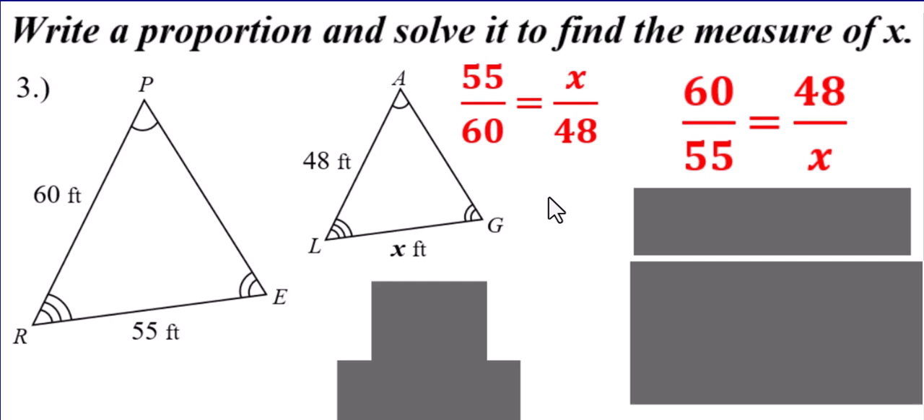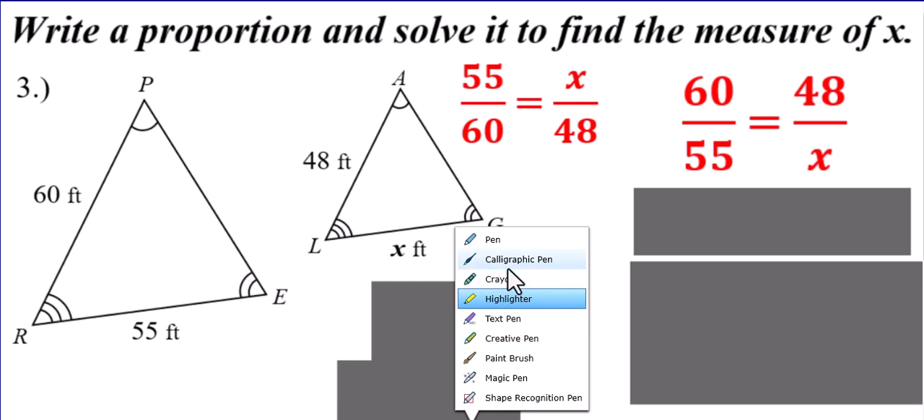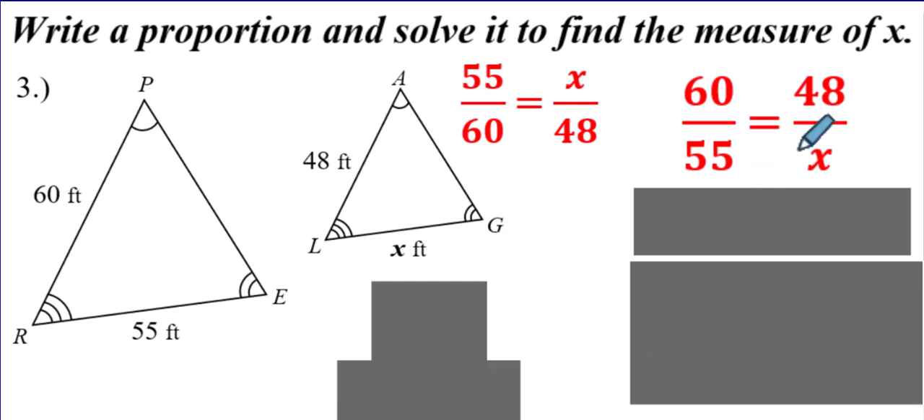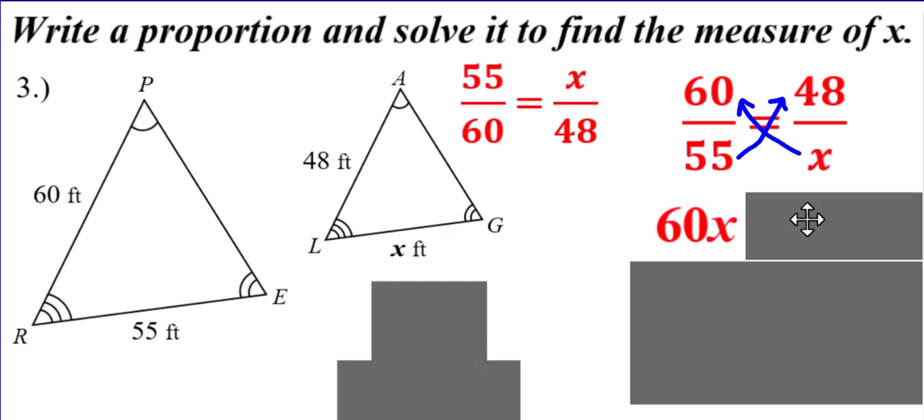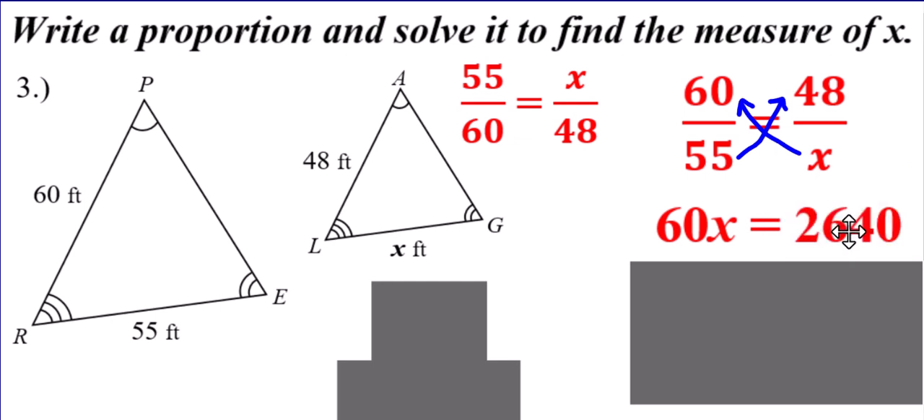Now, to solve a proportion, you might be like, how do I do that again? Well, let me show you. What you can do is called the cross products rule, where you cross multiply. The 60 gets multiplied by the x, and the 55 gets multiplied by the 48. 60x equals, use your calculator if you need to, 55 times 48 would give you 2,640.